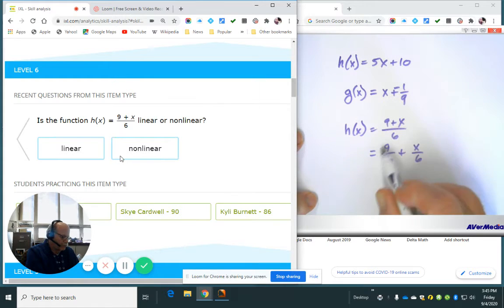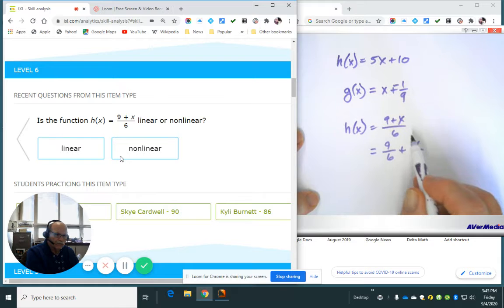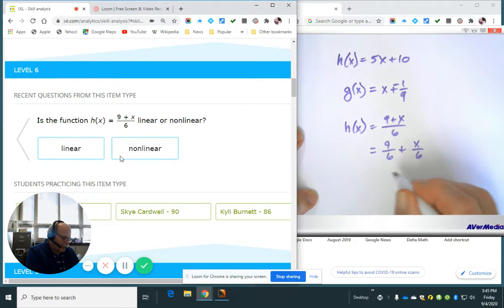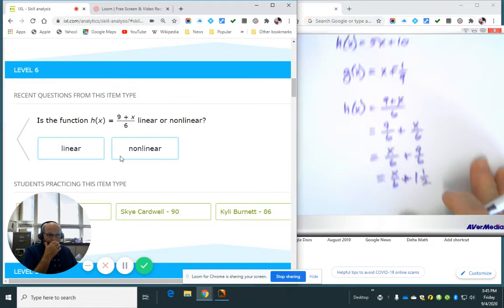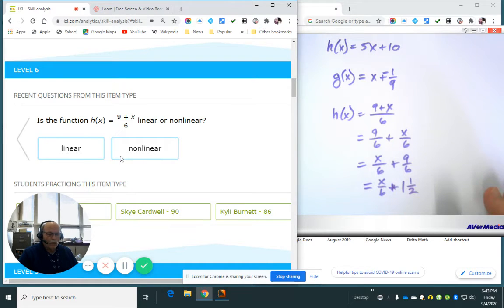So this would be this. So I'm just splitting it up now. And then I'm going to move everything around. I get x over 6 plus 9/6. Well, that equals x over 6 plus 1 and 1/2. Okay. And guess what? That is in slope-intercept form, and it is linear. Okay.